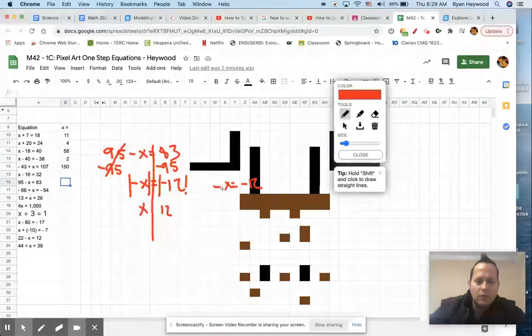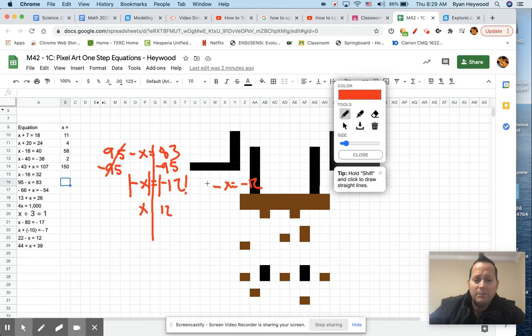So really, the way that we can undo this negative is to multiply by negative 1. If you multiply anything by negative 1, it's not going to turn positive. It's going to reverse the sign. So any negative will turn positive, and any positive will turn negative. So negative 1 times negative x is positive x. Negative 12 times negative 1 equals positive 12. All right? So that is how we do those. So x equals 12.